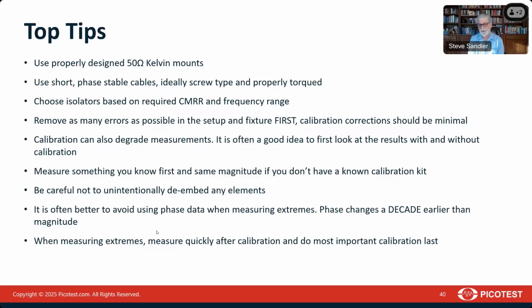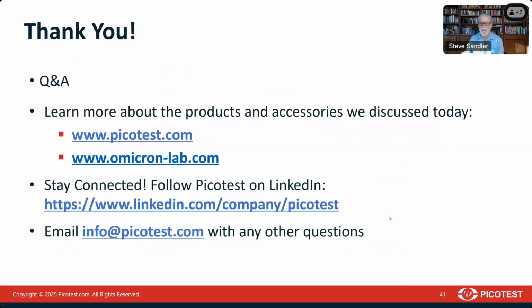When measuring extremes, try to measure quickly after calibration and do the most important calibration last. And that means that if we're measuring picohenry ESLs, I always do the short calibration last, and I do it always just before I make my measurement. So even if I'm calibrated, when I'm ready to make the measurement, I'll do another short calibration just before I measure the ESL that I'm trying to measure, and that'll get me the most accurate result.